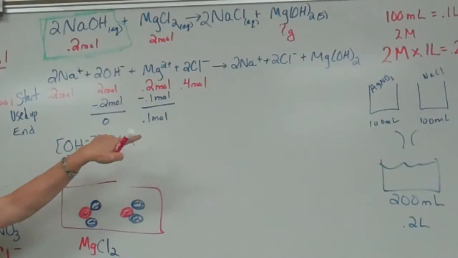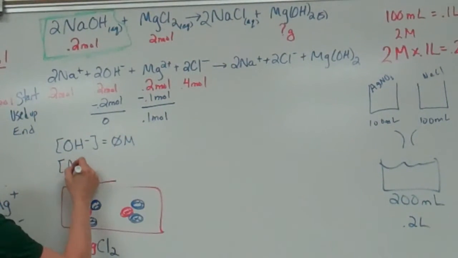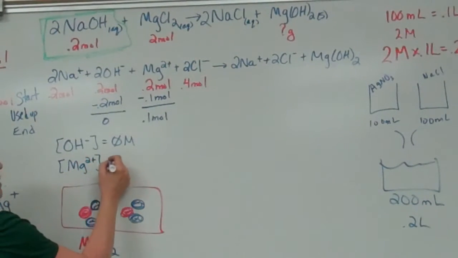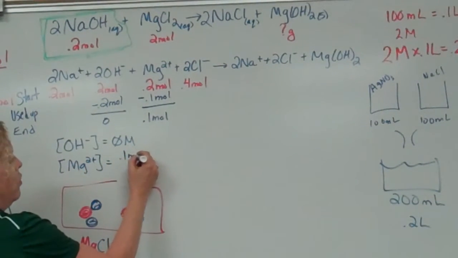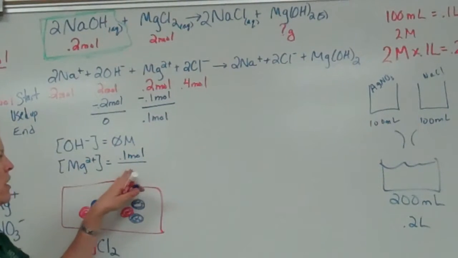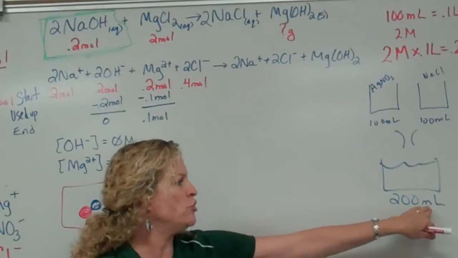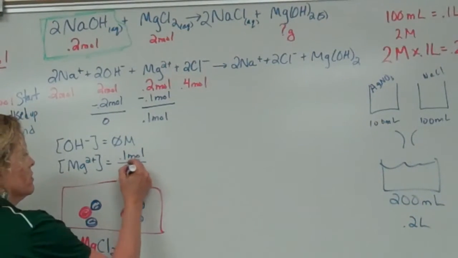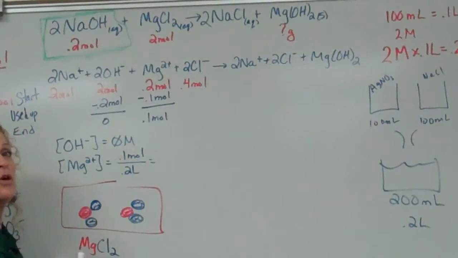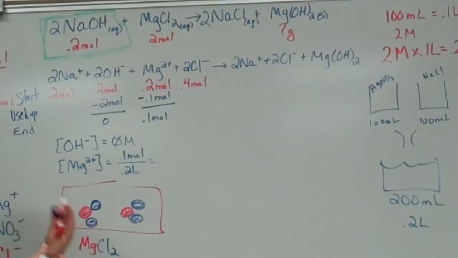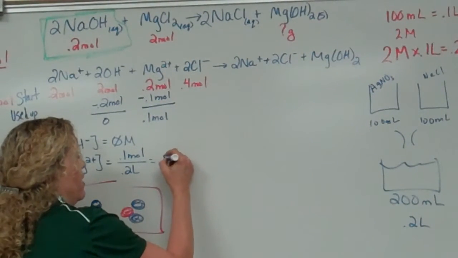Okay? So now the concentration of magnesium ion is going to be 0.1 mole over, what did we say our volume would be if we mixed 100 and 100? It would be 200, which is 0.2 liters. So that would be, what's 1 divided by 2? 0.5. And so 0.1 over 0.2 is still 0.5. So we have 0.5 molar.